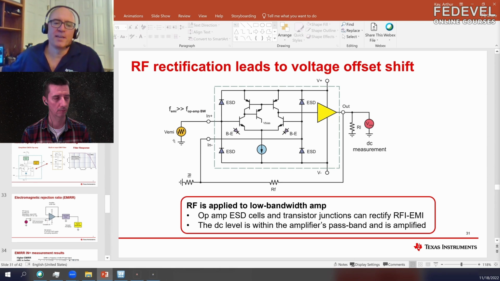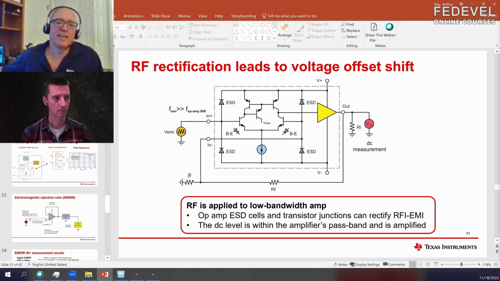The main point here is that we have some high frequency signal, hundreds of megahertz or gigahertz. It's being applied to an amplifier that has a bandwidth of maybe a megahertz or 10 megahertz. Some even have hundreds of megahertz of bandwidth, and some have very low bandwidths, like tens or hundreds of kilohertz. The point is, this RF signal is way higher than the bandwidth of the amplifier. From a theoretical perspective, you'd think that RF signal should just be attenuated by the amplifier because it's outside its bandwidth.